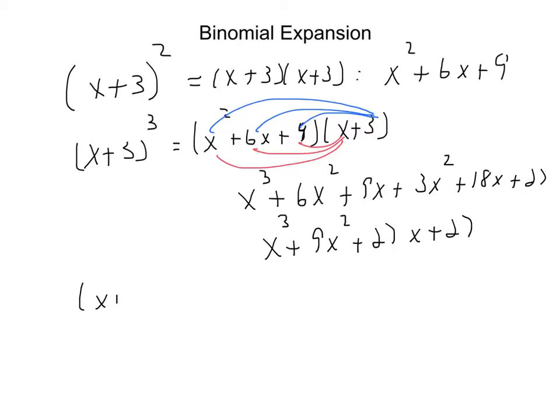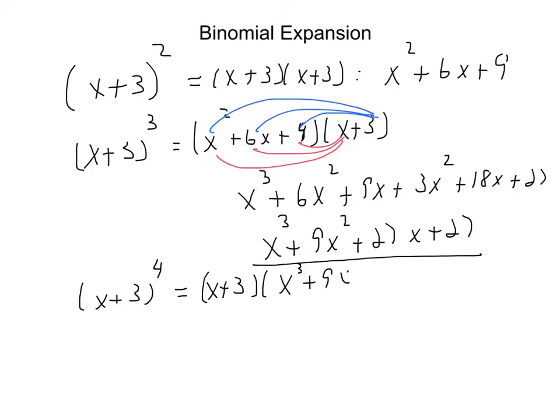x plus 3 to the 4th. I would have to take this answer that I got from x plus 3 cubed and bring in another factor of x plus 3, etc., etc. The question is, how many of these are you willing to do before you just say, forget it? Would you be willing to do x plus 3 to the 7th? Or x plus 3 to the 8th? Because I'm kind of guessing that most of you would not want to do that.